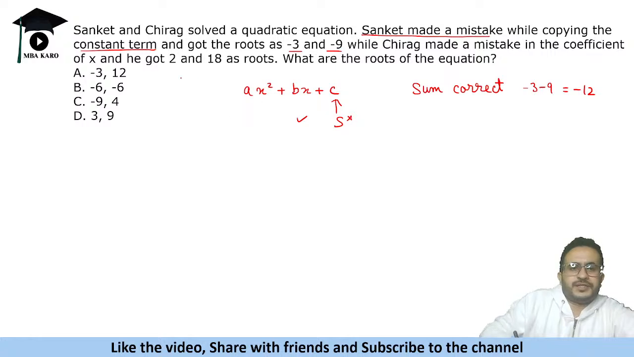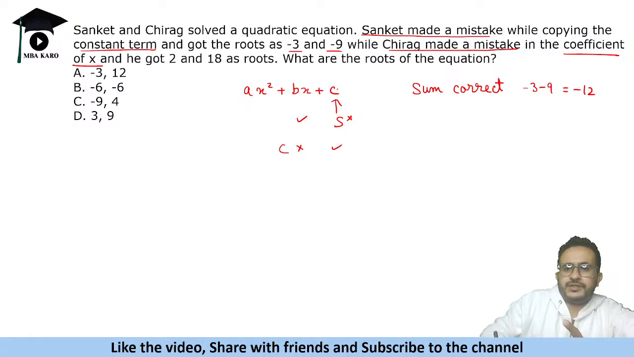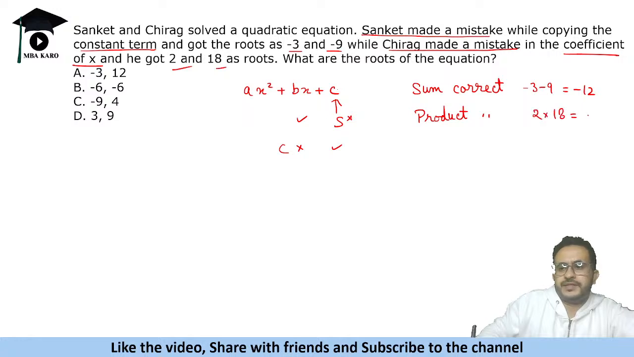Now second person, that is Chirag. Chirag made a mistake in the coefficient of x. So Chirag made a mistake here, but he must have got this c part correct. So his product is correct. So product will be 2 into 18, that is 36.